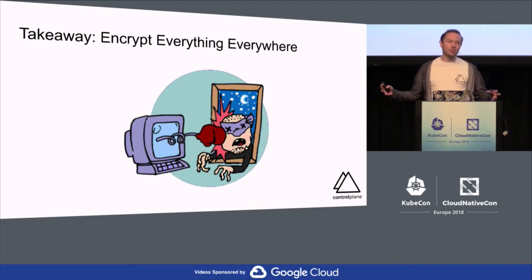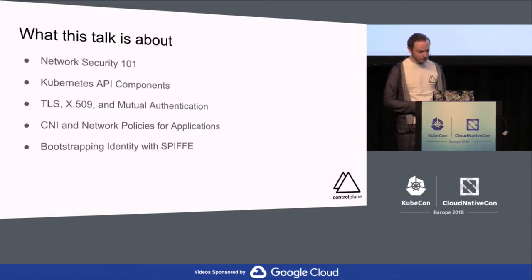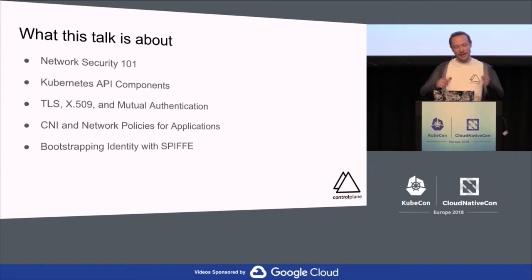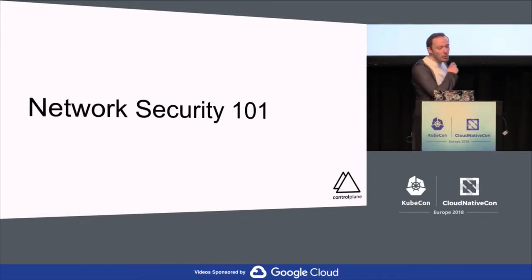So this subject is broad and deep. We will scratch the surface of a few things, go into a little bit more detail in others, and hopefully leave you with enough hooks to go and explore the things that you find interesting. So we'll talk about network security 101, Kubernetes API components and their secure intercommunication, TLS, X.509 and mutual authentication, the container network interface and network policies for applications, and finally, bootstrapping identity with SPIFFE, the Secure Production Identity Framework for Everybody. Without the framework, perhaps.